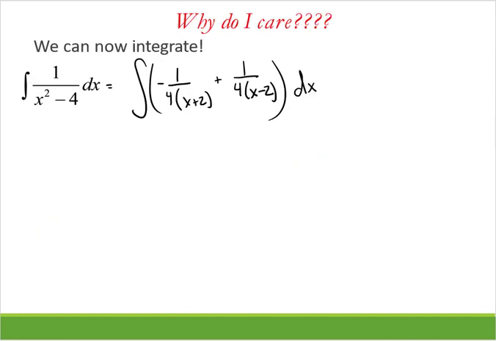Okay, so now we integrate. Really, I can pull out a 1/4. So I can actually pull out a negative 1/4. So I get, actually no, I lied to you guys. I'm going to leave the 1/4 where it's at. I'm still going to factor it out.